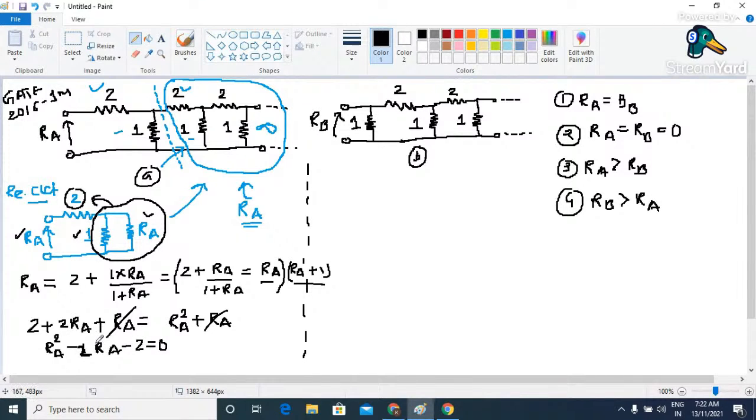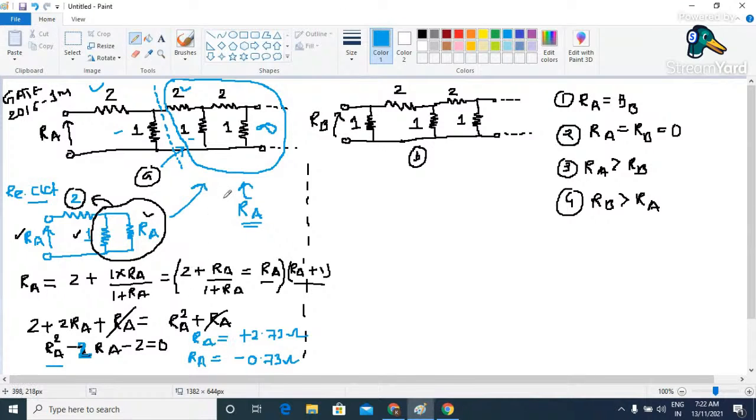I hope this is clear to everyone. So finally we got the quadratic equation like this: RA square minus 2RA minus 2, which is going to be equal to 0. Now take a calculator and try to solve this particular equation for RA. Because it is RA square, that means we are going to have two values for RA. So if you solve, you will get one value of RA as plus 2.73 ohm, and the second value of RA is going to be minus 0.73 ohm.